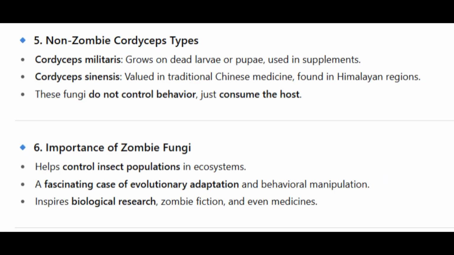5. Non-zombie Cordyceps types. Cordyceps militaris grows on dead larvae or pupae. Used in supplements. Cordyceps sinensis is valued in traditional Chinese medicine. Found in Himalayan regions. These fungi do not control behavior, just consume the host.